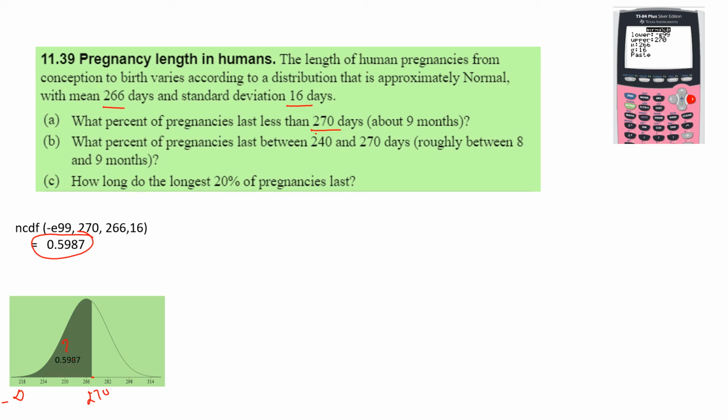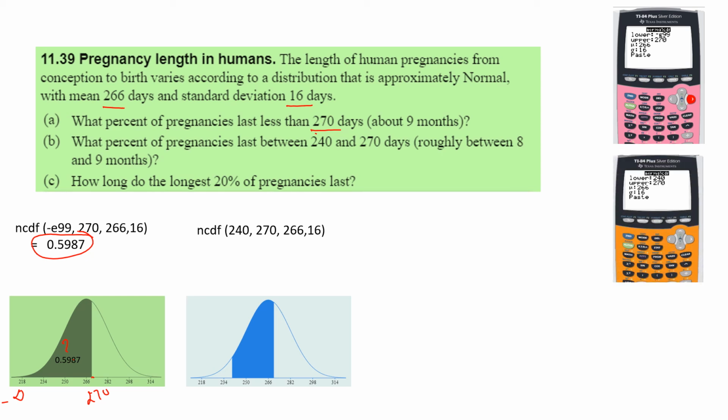For the second question, what percentage of pregnancy lasts between 240 and 270? If you're trying to find between 240 and 270, use normal CDF, the lower bound is 240, upper bound is 270, mean, standard deviation. Enter that in your calculator, you get the answer.